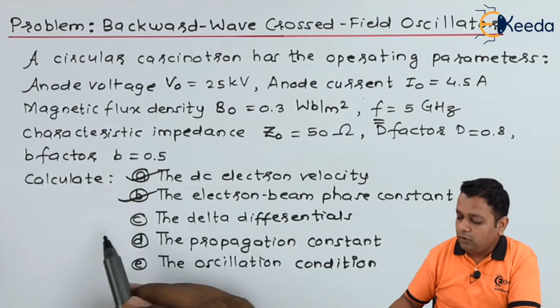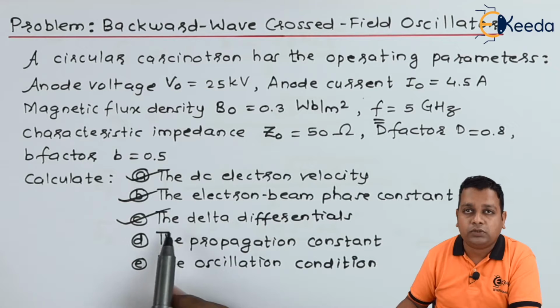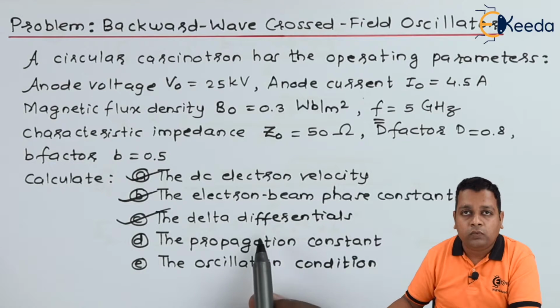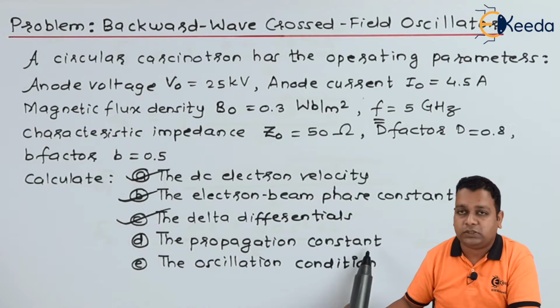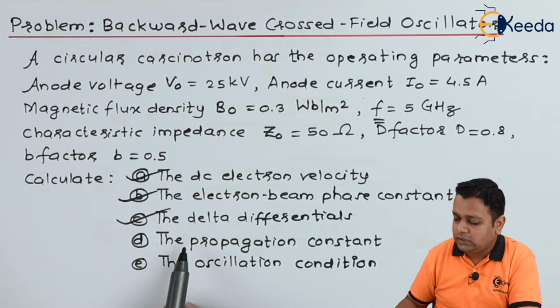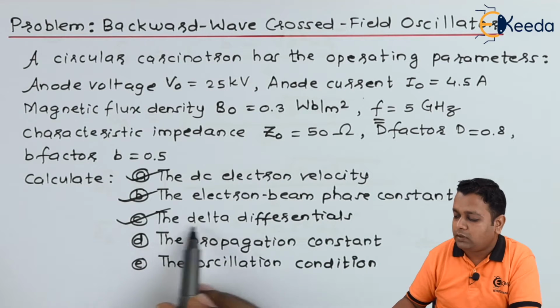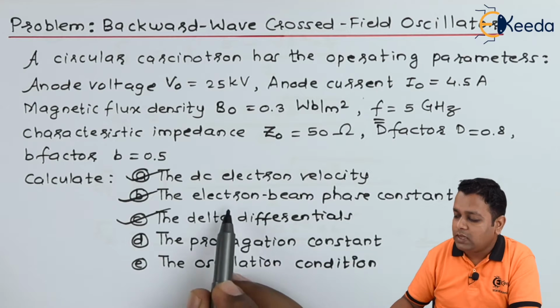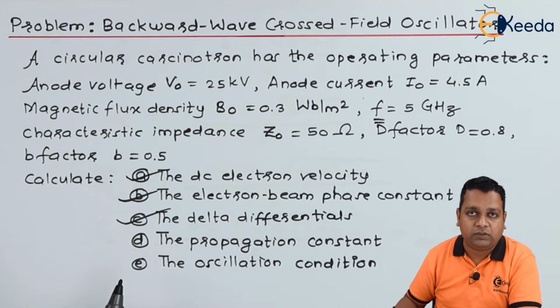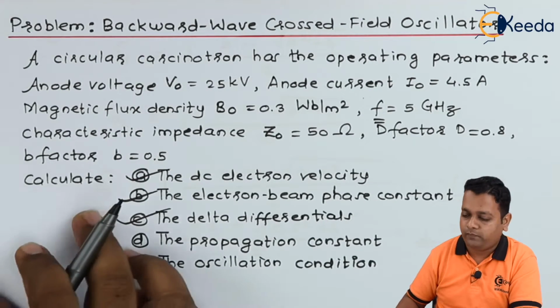So we get back to the problem. We are finished with calculation of the delta differentials. Now we require to compute the propagation constant. The propagation constant will be dependent on the delta differentials as well as the electron beam phase constant. So let us compute it. As we have the two delta differentials, there are two propagation constants also.